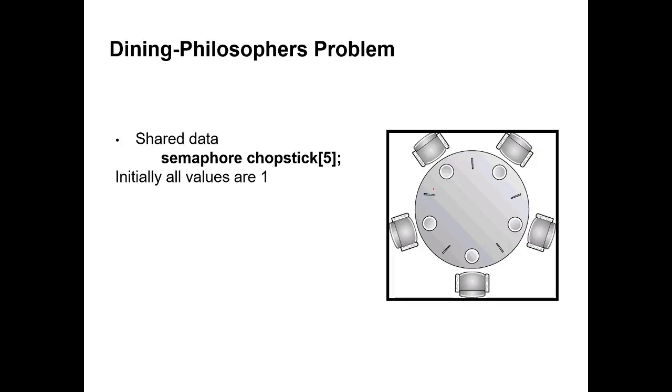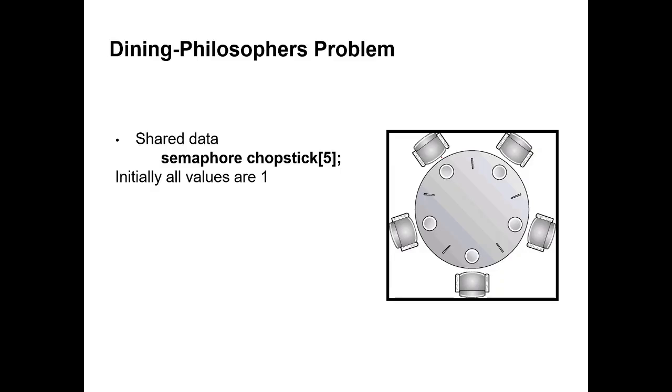So when a philosopher is eating, the neighbor philosophers have to think. So this is one way for synchronization. When one philosopher is eating, the neighbor philosophers have to think, and when that philosopher finishes eating, then the neighbor philosophers can eat. Like this, the synchronization must be done between the philosophers and the chopsticks so that they can eat and think.